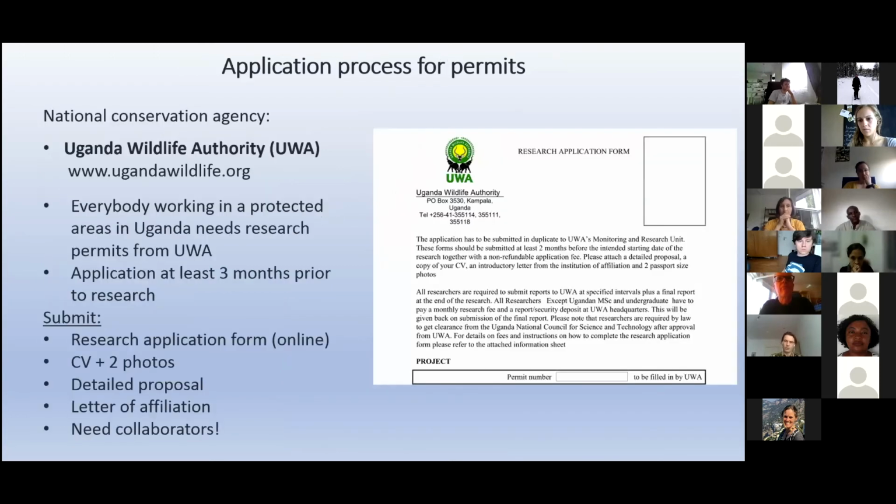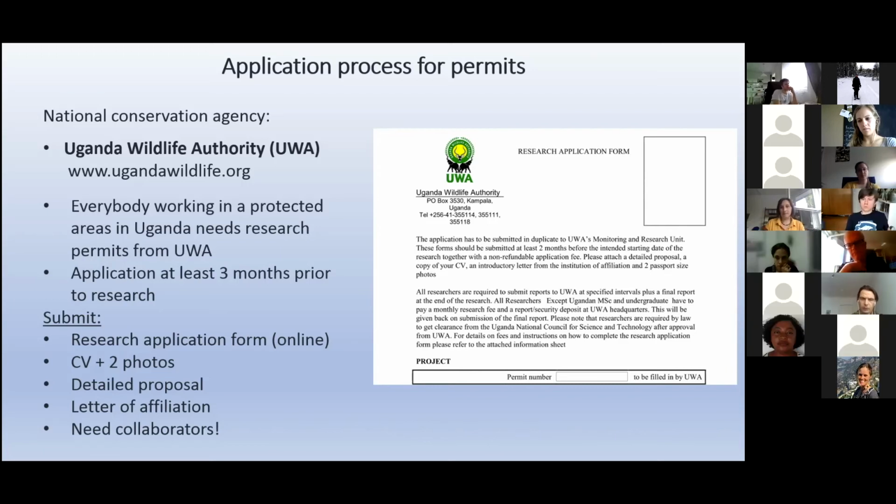Because this is a conservation area, you need to get permits. All protected areas in Uganda are managed by the Uganda Wildlife Authority. So if you want to work in such a protected area, you first need permits from the Uganda Wildlife Authority, or UWA. This application process takes at least 3 months prior to any research. There's an application form which you have to fill out. You submit your CV, photos, and a detailed proposal.